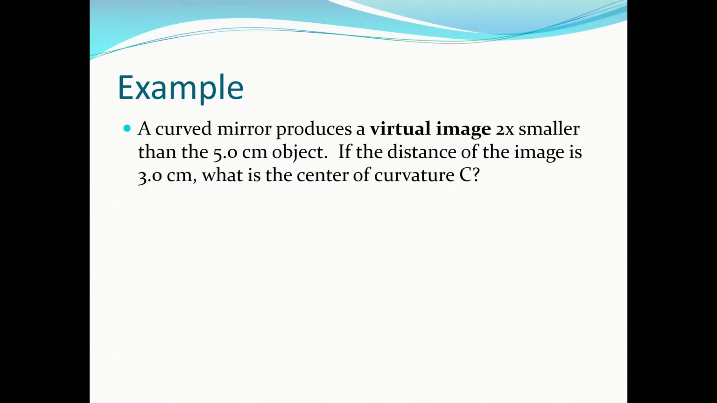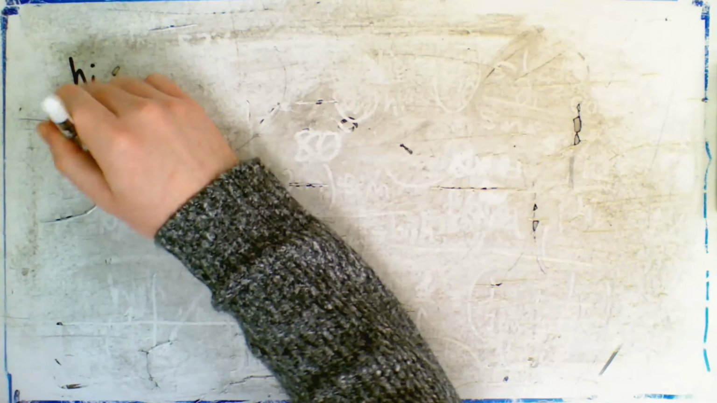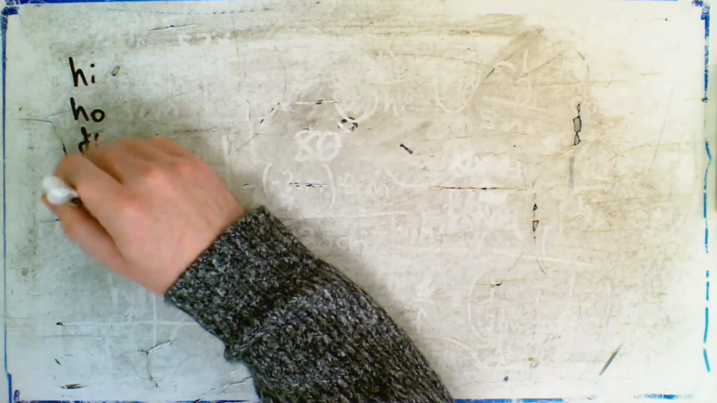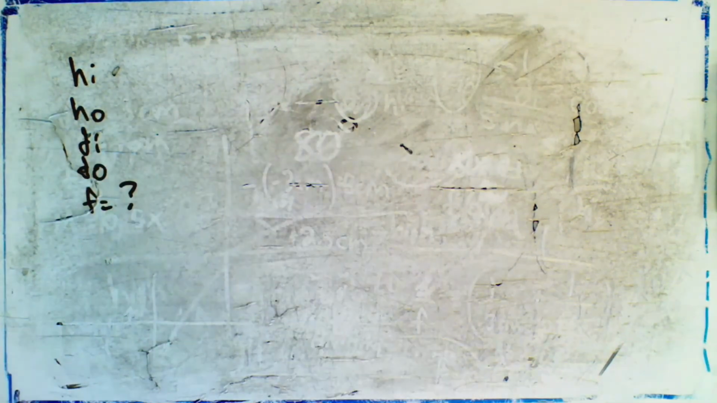So a curved mirror produces a virtual image 2 times smaller than a 5 centimeter object. If the distance of the image is 3 centimeters, then what is the center of curvature? Okay. So we have hi, ho, di, do, focal length. And it's that focal length that we want to find. We just have to double it to find our C.